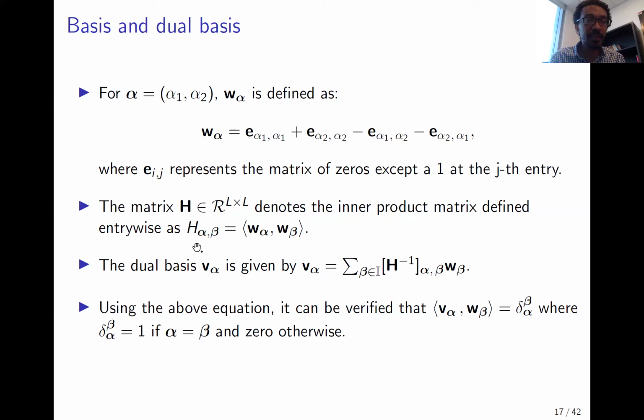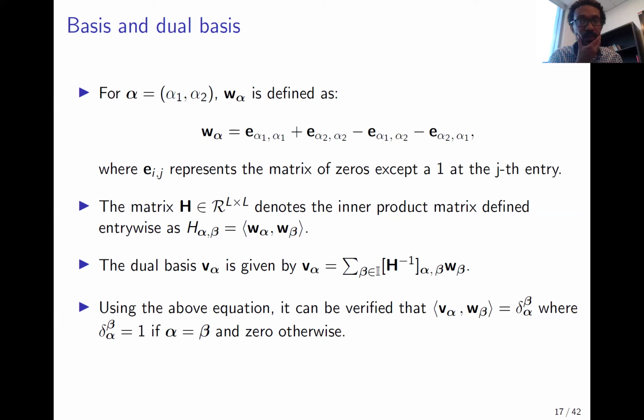So the alpha beta entry of this matrix is the trace inner product with this measurement basis W alpha. And how do we find our dual basis? The dual basis is given by the standard formula. So to get the dual basis V alpha, I can apply this formula. We can easily verify that the inner product of V alpha and W beta is the Kronecker delta of alpha beta, so it's only going to be 1 when the alpha and beta indices are exactly the same. So this is the standard dual basis formulation.